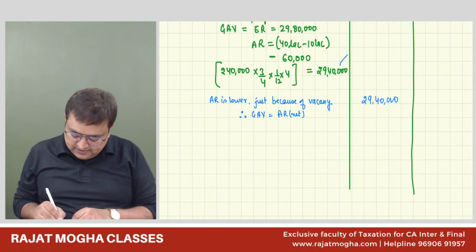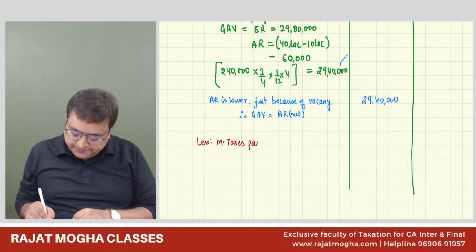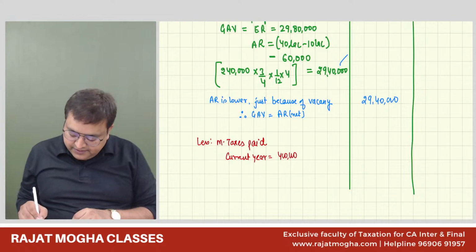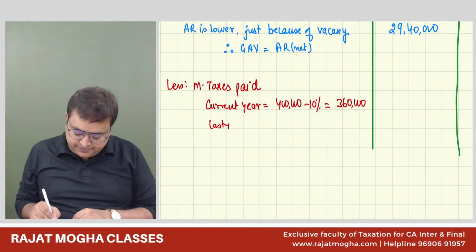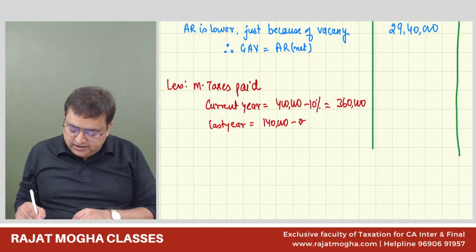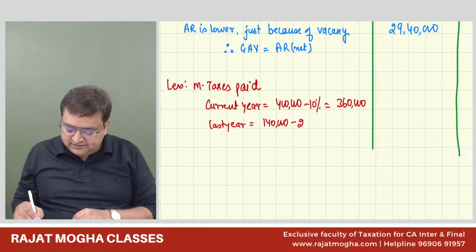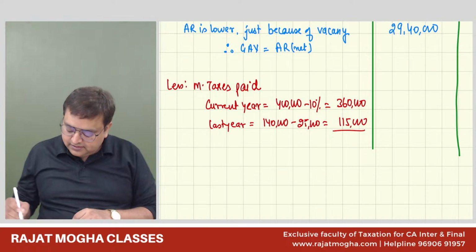Municipal taxes paid. Is there any municipal taxes paid? Yes. Municipal taxes paid. How much? For current year, it was 4 lakh minus 10%, 3,60,000. And for last year, it was 1,40,000, but minus 25,000. 25,000 is not taxes, it was interest. So 1,15,000. So 4 lakh.